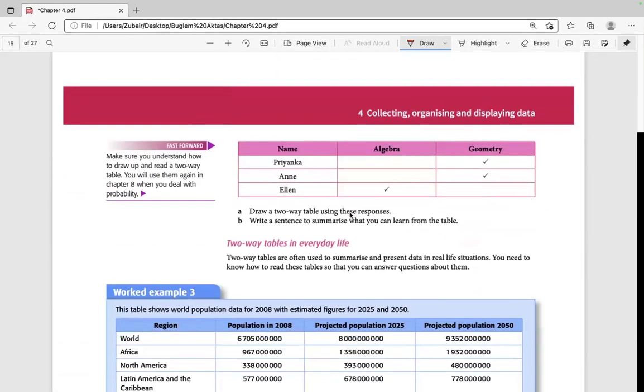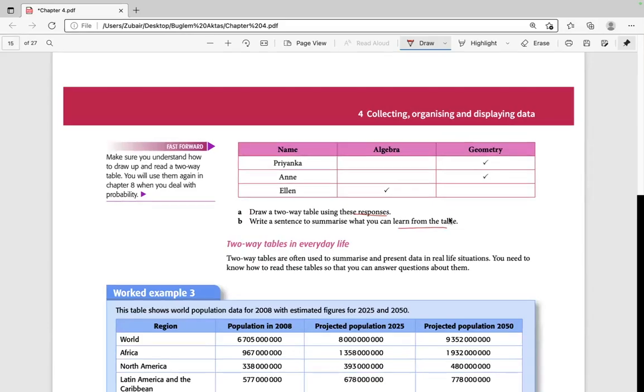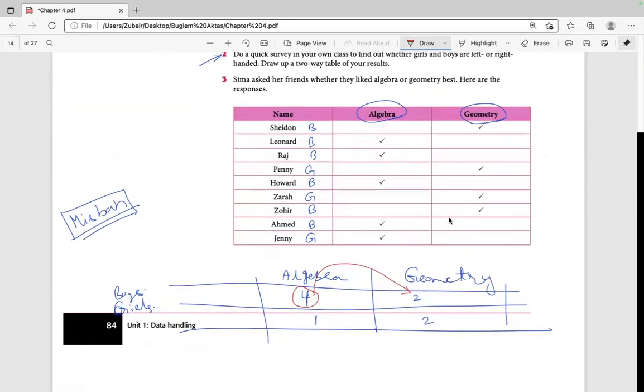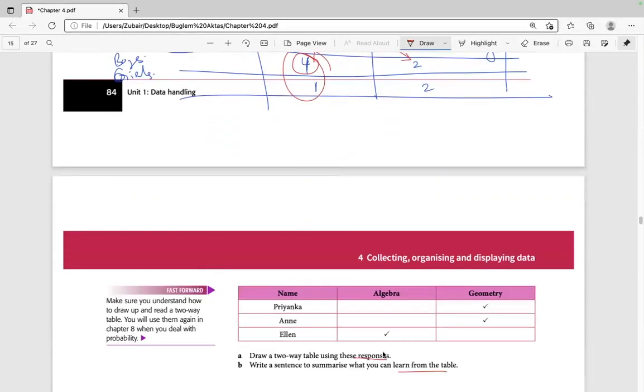Now, draw a two-way table using the responses. Second says, write a sentence to summarize what you can learn from the table. So we can write all these 4 numbers in our table. 4 boys are taking algebra, whereas 2 boys take geometry. 1 girl likes algebra. The other 2 prefer geometry. Or we can also say most of the students prefer algebra. There are 5 in algebra and 4 in geometry, so more than 50% would prefer algebra.